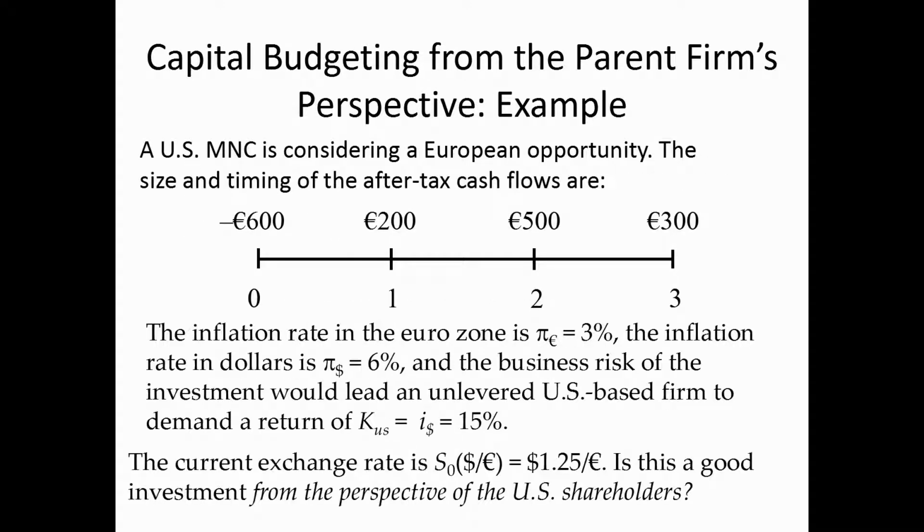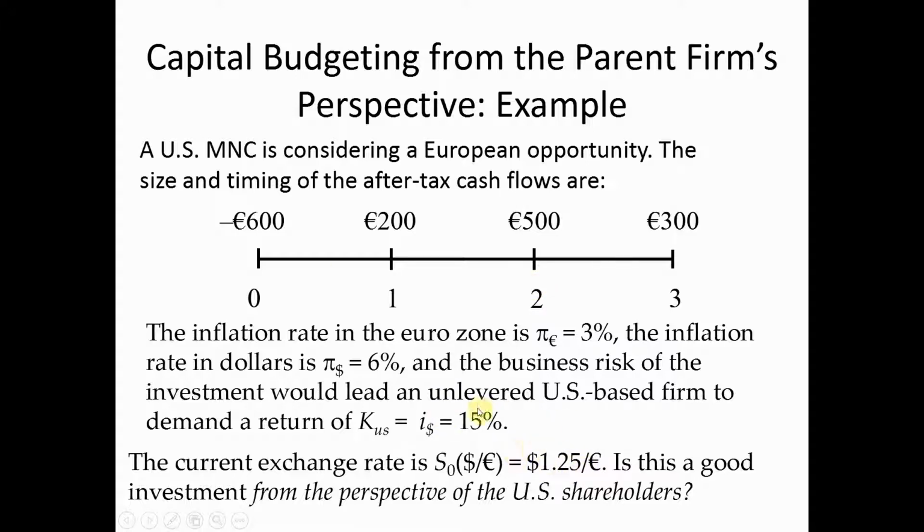All right, so here are the cash flows in euros. At year 0, we spend negative 600 euros, and in year 1, we receive 200 euros, year 2, 500, year 3, 300, okay? And our main task here is to convert all the future euros into future dollars. Well, here's the challenge. We are not sure about the exchange rate 1 year later, 2 years later, or 3 years later. Okay, we only know the exchange rate today is $1.25 per euro.